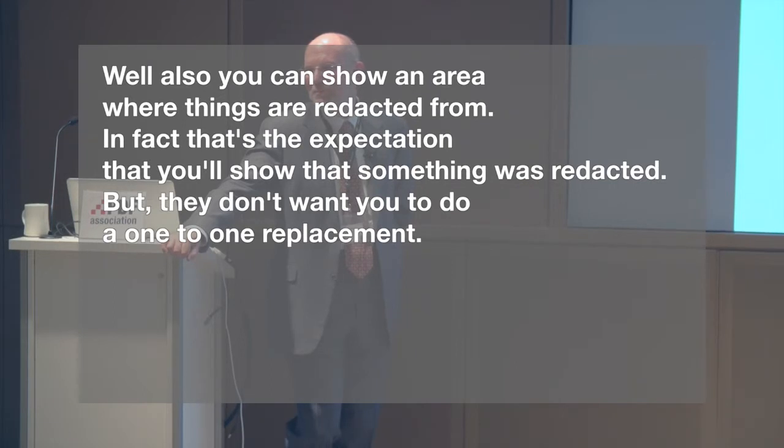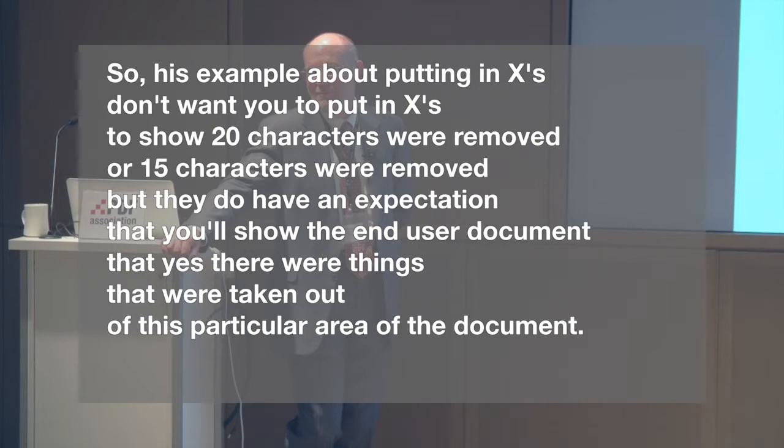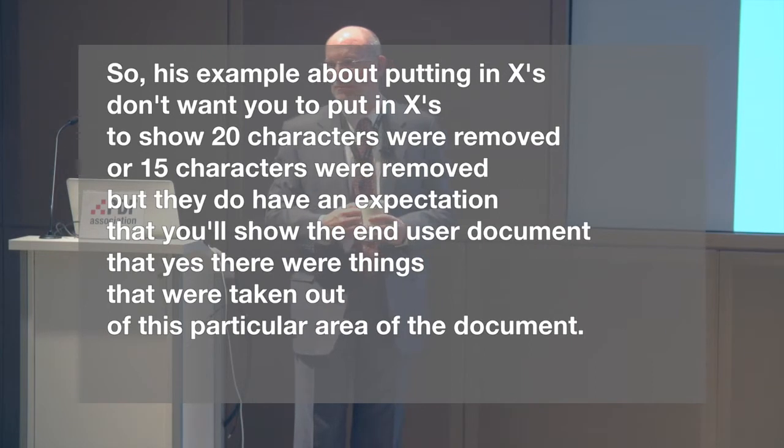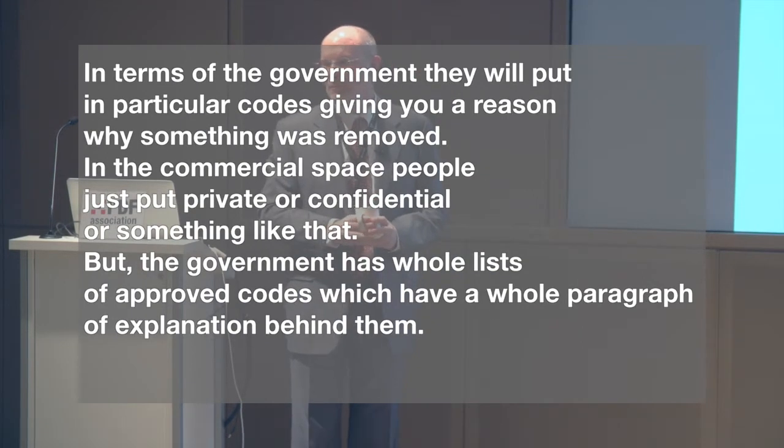Well, you can show an area where things were redacted from. In fact, that's the expectation, that you'll show that something was redacted, but they don't want you to do a one-to-one replacement. So his example about putting in X's: they don't want you to put in X's to show that 20 characters or 15 characters were removed. But they do have an expectation that you'll show the end user that there were things taken out of this particular area of the document. And in terms of the government, they'll put in particular codes giving you a reason why something was removed. In the commercial space, people will just put private or confidential or something like that. But the government has whole lists of approved codes that have a whole paragraph of explanation behind them.